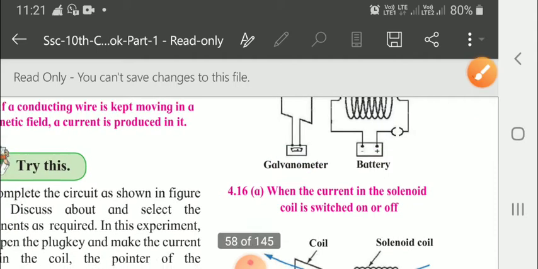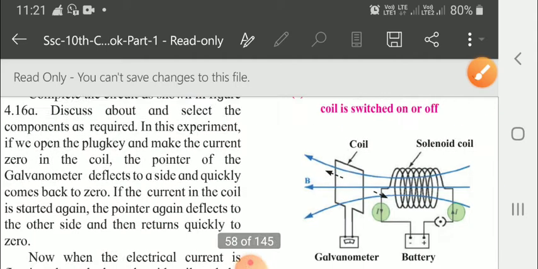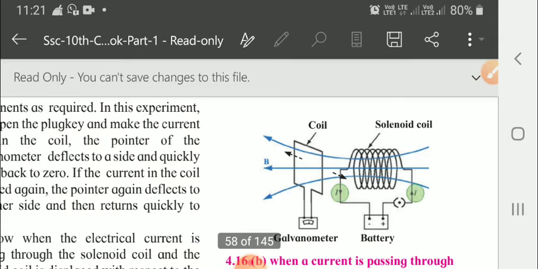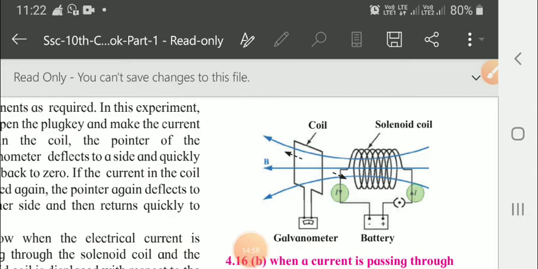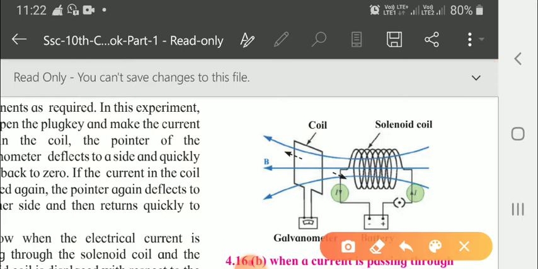Let us see now. In this diagram, we will see here in this experiment, if we open the plug key and make the current zero in the coil, so the key I have shown you here, again I will show you. This is the key, children.